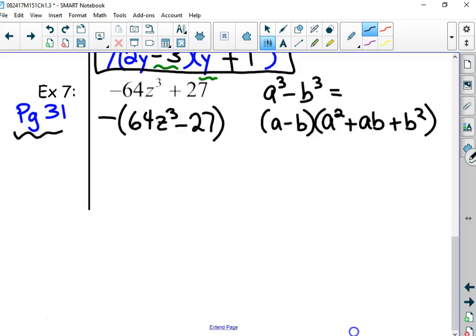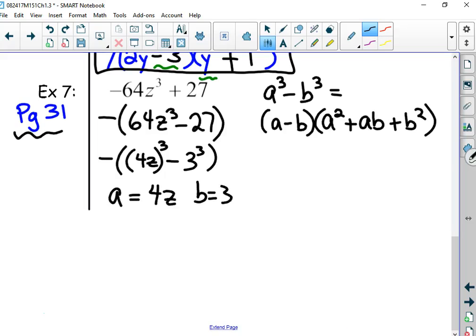So my trick here is to identify a and b correctly. The cube root of 64 is 4, and the cube root of z to the third is z. So I can rewrite this as 4z all cubed minus 27, and the cube root of 27 is 3, so 3 to the third. That means that a is equal to 4z and b is equal to 3. I'm going to substitute them into that pattern, but on this particular problem I've got to drag around that negative, so I will start with that.